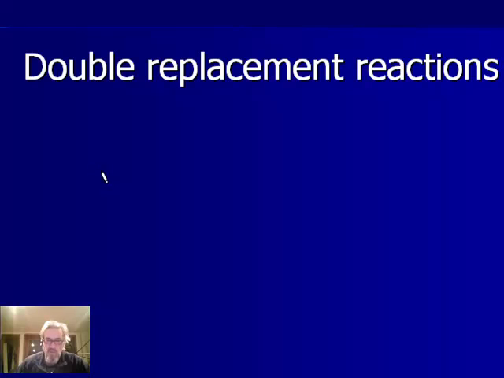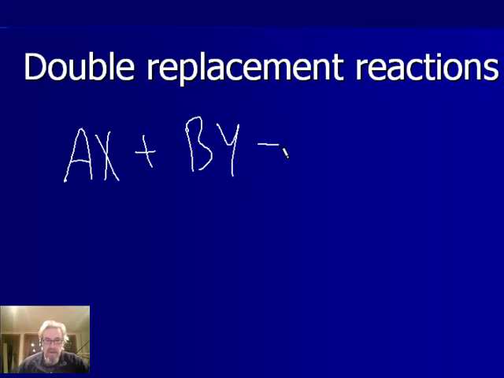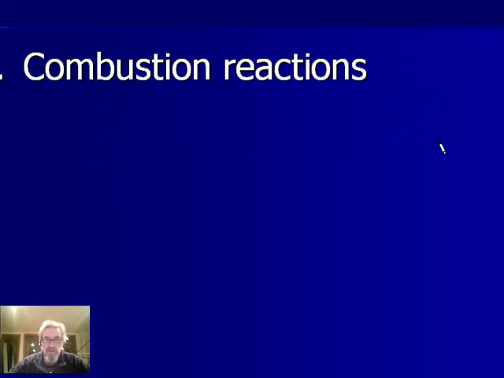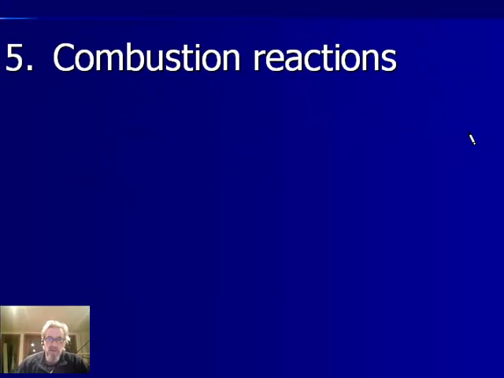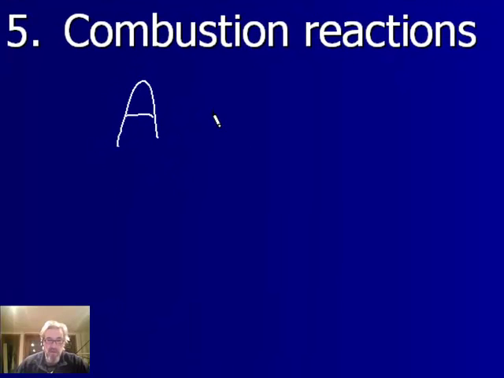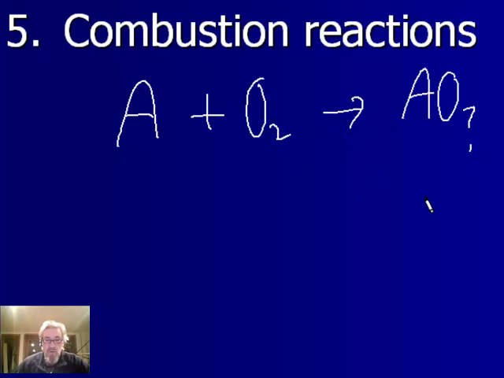Double replacement reactions, which we won't look at today, are a compound, like AX, and another compound, like BY. And there are 2 replacements that take place. So you end up with 2 compounds, AY and BX. We'll look at those next time. And then combustion reactions are something combining with oxygen. So something could be a number of things. We'll look at this in more detail today. With O2, and it's going to produce an oxide, like AO something. And this could be a compound as well.